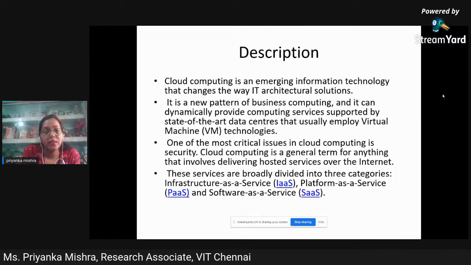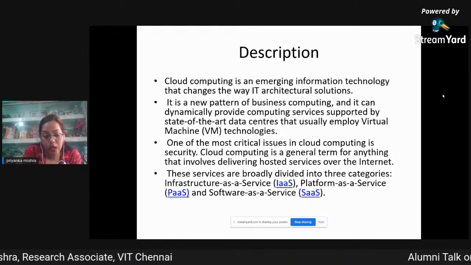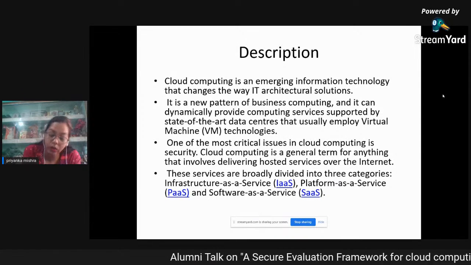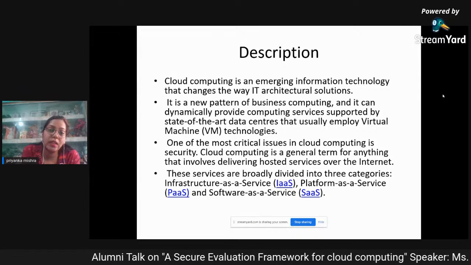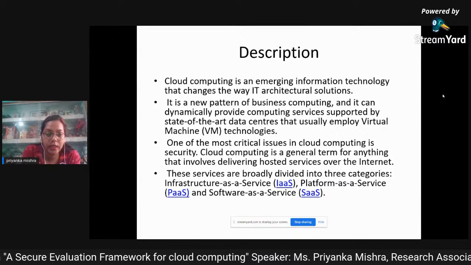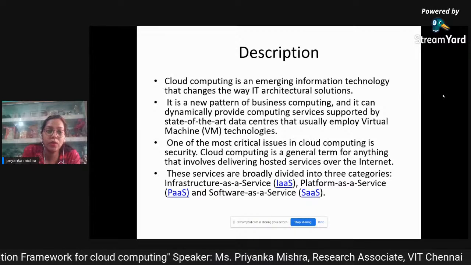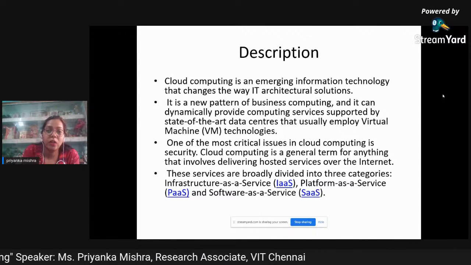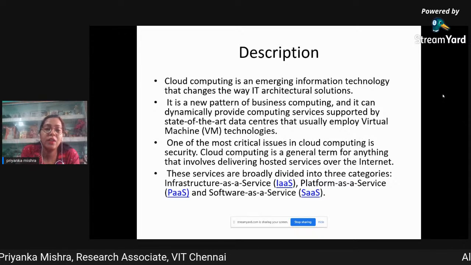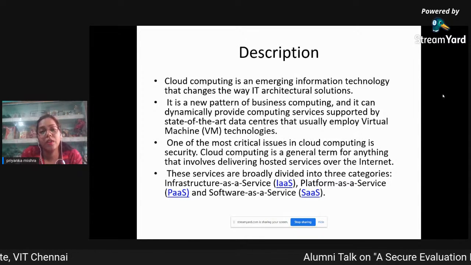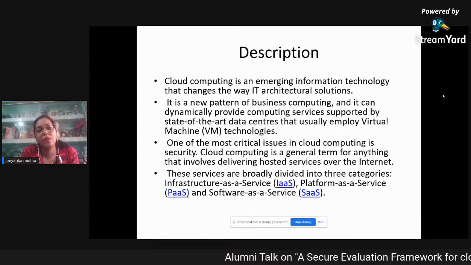It is a new pattern of business computing, and it can dynamically provide computing services supported by state-of-the-art data centers, which usually employ virtual machine (VM) technologies. In virtual machine technologies, we keep the data safer virtually, keeping databases safe, particularly in organizations.